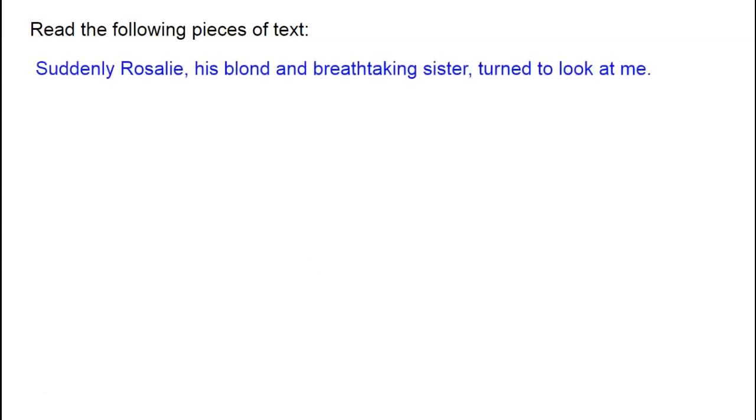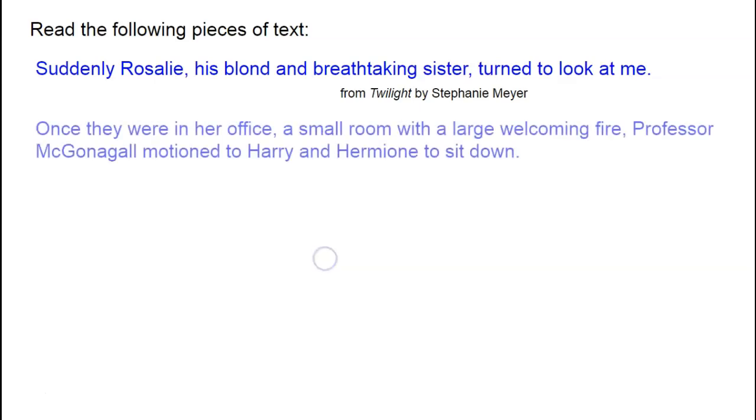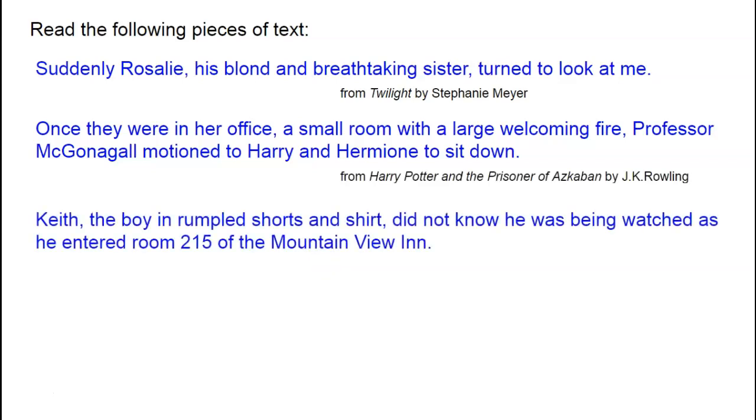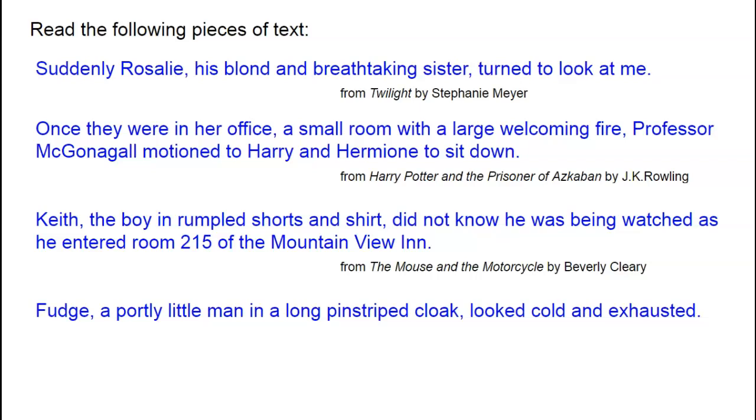So the first one: Suddenly Rosalie, his blonde and breathtaking sister, turned to look at me. Once they were in her office, a small room with a large welcoming fire, Professor McGonagall motioned to Harry and Hermione to sit down. Keith, the boy in rumpled shorts and shirt, did not know he was being watched as he entered room 215 of the Mountain View Inn. Fudge, a portly little man in a long pinstriped cloak, looked cold and exhausted.